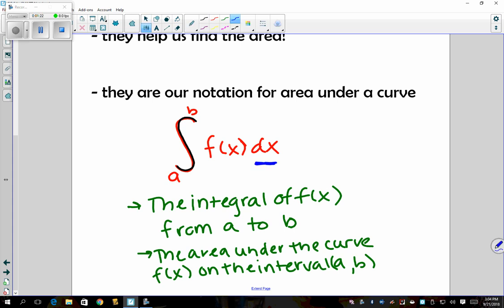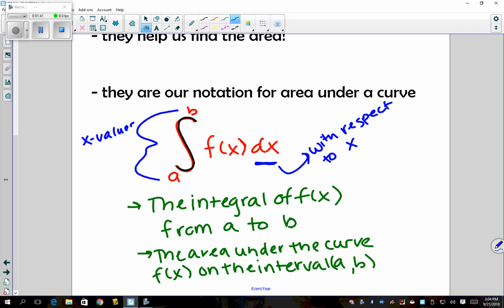The one confusing thing you might be saying to yourself right now is, what does that dx mean? So this dx basically just means with respect to x. We're not finding any y values here. We're really focused on x values. And so a and b are always going to be x values. And so that just means what we're finding the area under the curve with respect to.